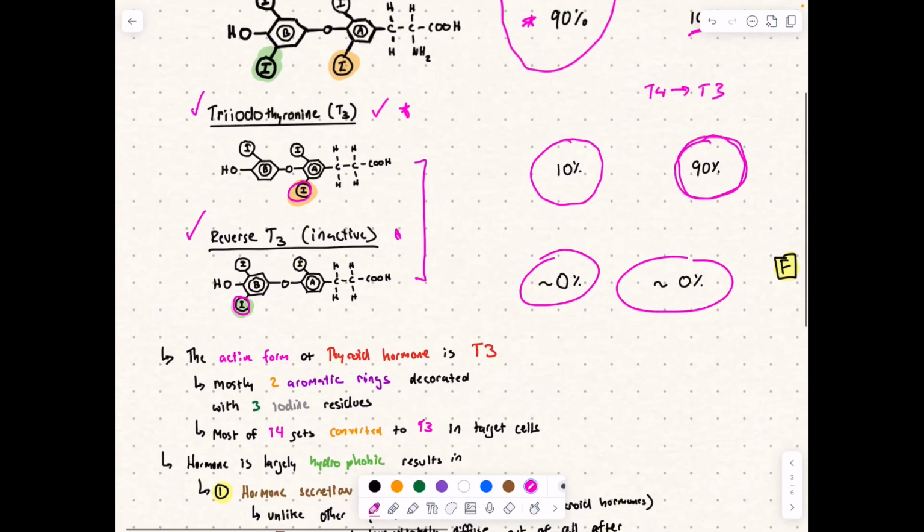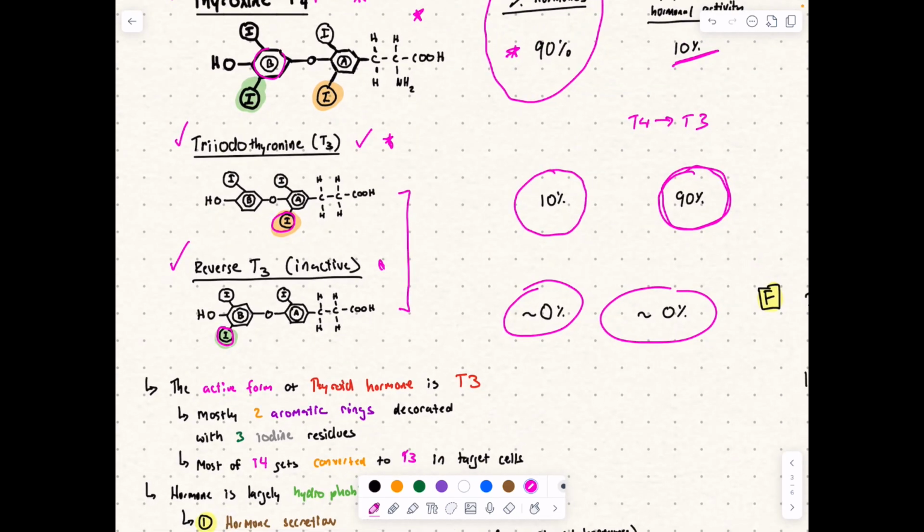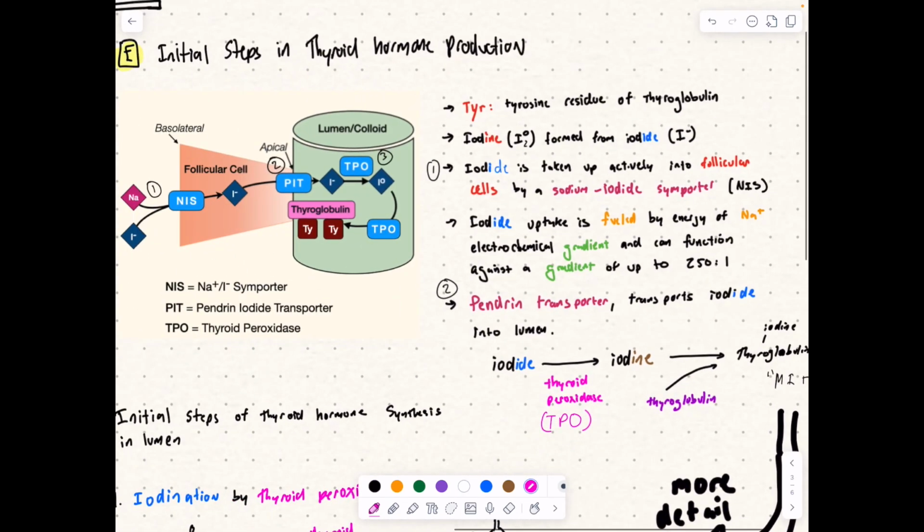But basically, just taking a look at these molecules, you can see we have 2 aromatic rings. Then for T3, we have 3 iodine residues, and excuse me, this is incredibly tricky to keep track of.